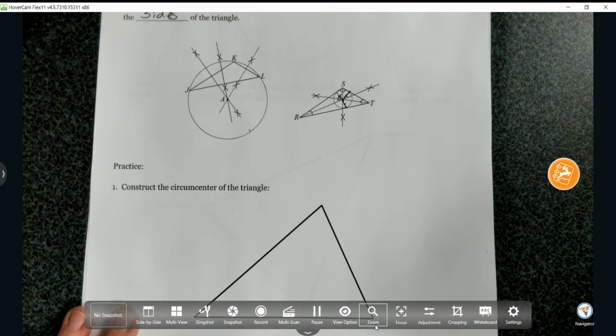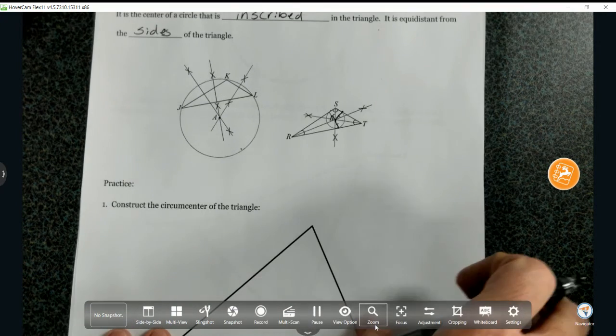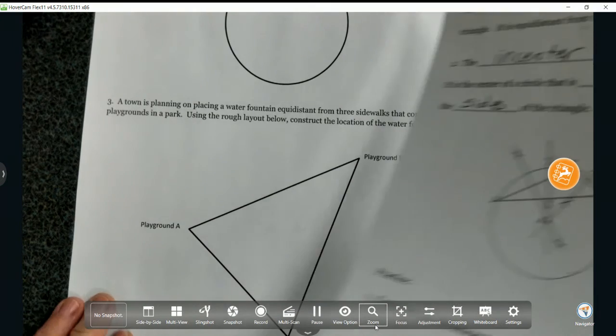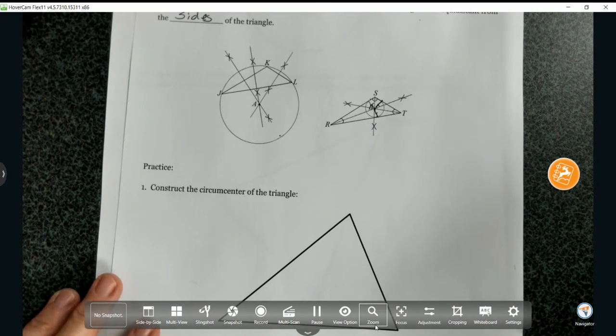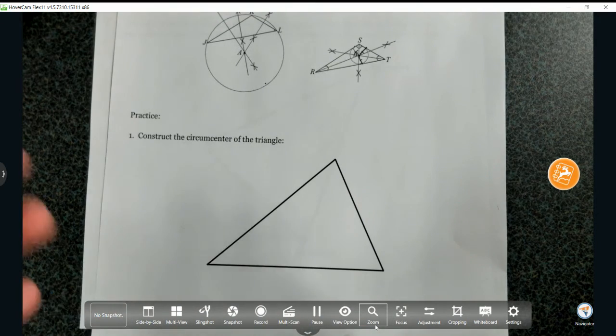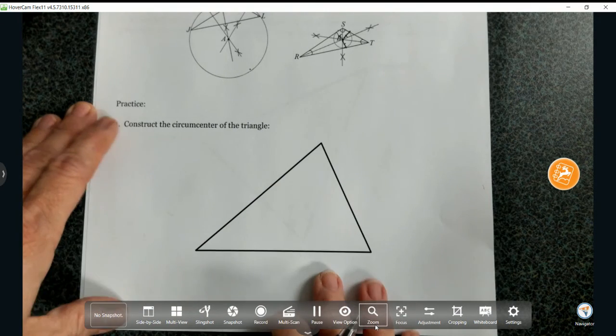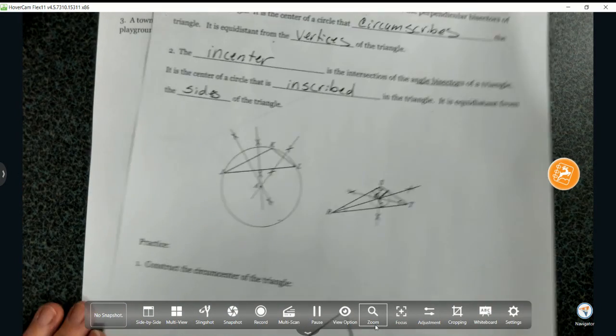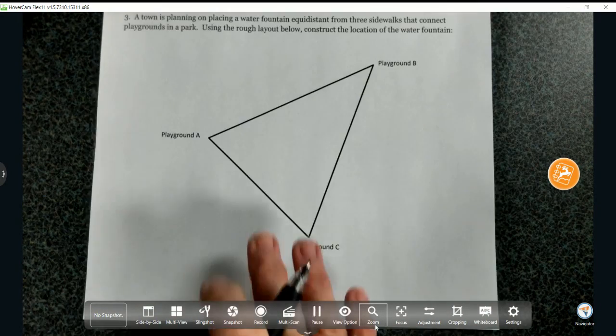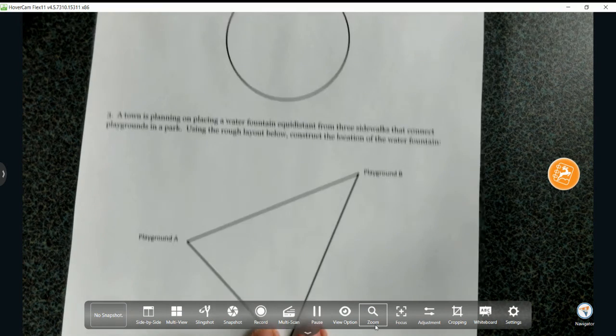Okay, so the rest of this is practice, and we're going to be doing that part in class as much as we can because not everybody's in class. So have your compass ready and your ruler ready, and we'll be going through the first one and the other two in class.